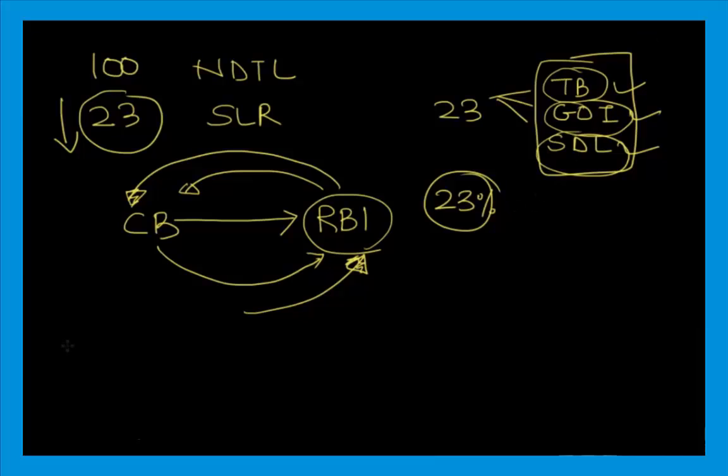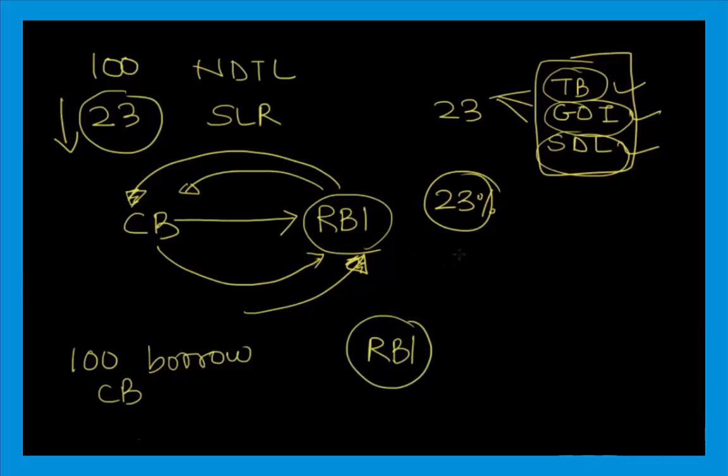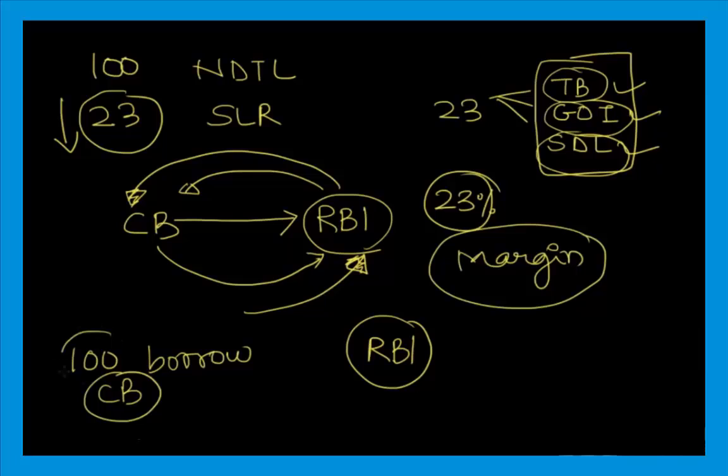So let's say the commercial bank wants to borrow 100 rupees from RBI. There are certain rules in place, which is margin, which means that if the commercial bank wants to borrow 100 rupees from RBI, they'll have to put some collateral. But what value of collateral will have to be put? It is further bifurcated.